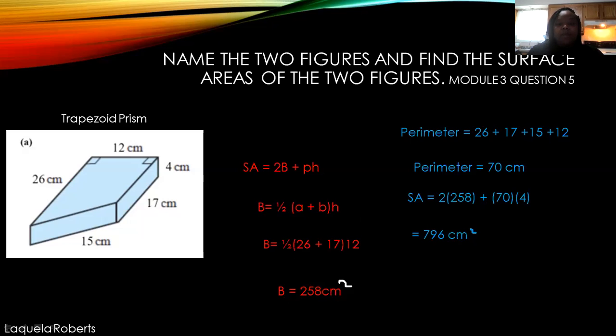So our P will be, you add all the numbers, 26 plus 17 plus 15 plus 12, and we'll get 70. So your surface area, you do 2 times 258 plus 70 times 4, and that gives us 796 centimeters squared.